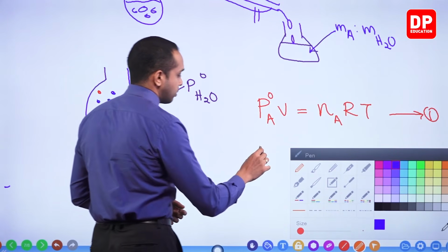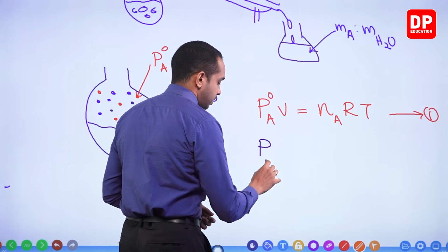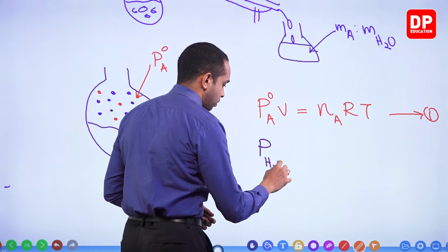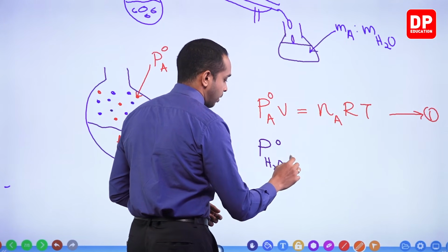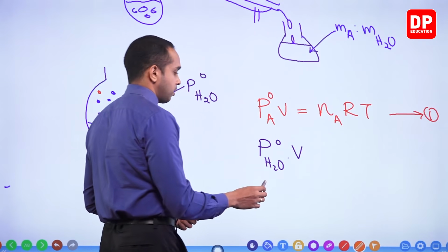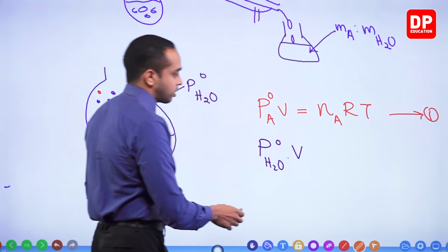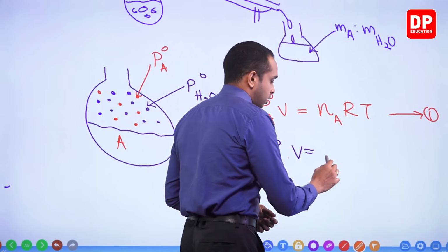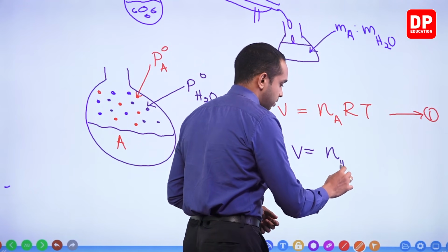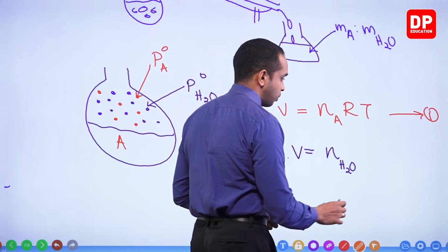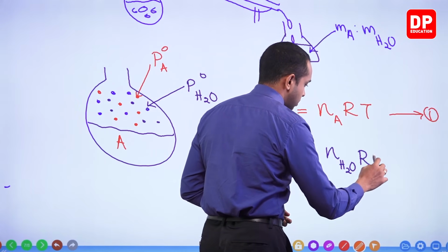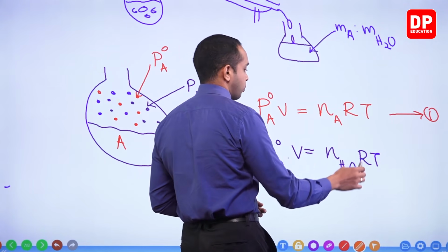We can do the same for water vapor as well. So you write P H2O multiplied by volume. Now both of them are present in the same volume, so the volume is also the same. And then the number of moles of water can be denoted as NH2O. And then we have RT. RT in both cases is the same.